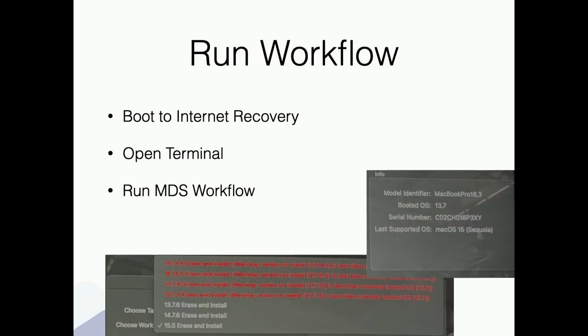And this is what it looks like in the interface. So you have this machine, a MacBook Pro 16,3. It's booted into 13.7. If you're in 13.7, the latest supported OS for that model identifier is macOS 15. But that doesn't mean you can install everything, because you're at 13. You can't install earlier because you can't go backwards. You can only go forwards.